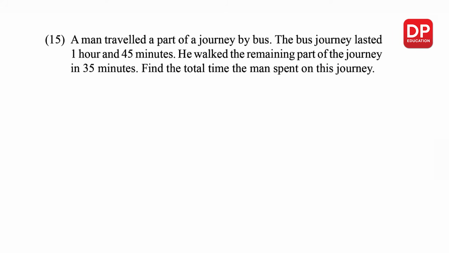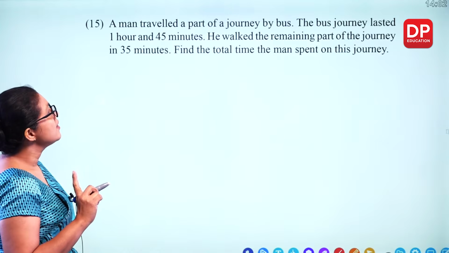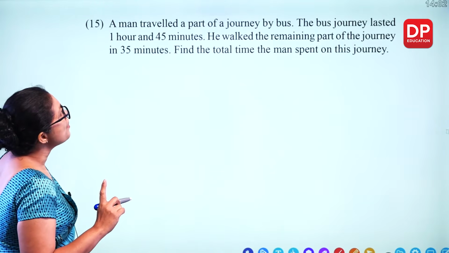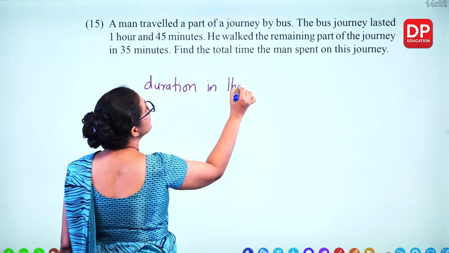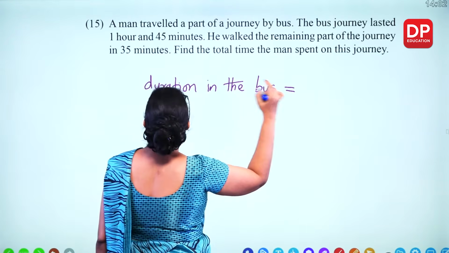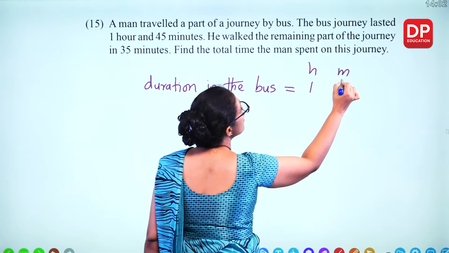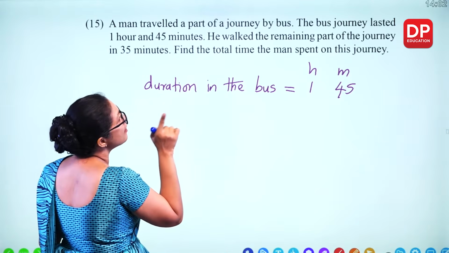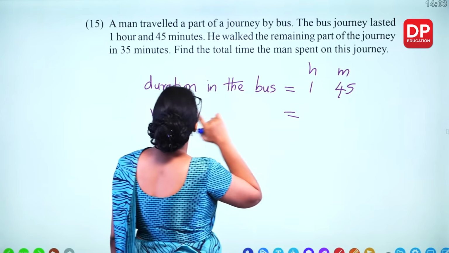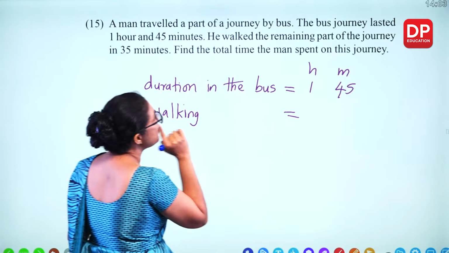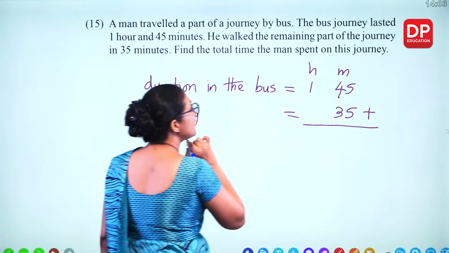Question number 15. A man travelled a part of a journey by bus. The bus journey lasted 1 hour and 45 minutes. He walked the remaining part of the journey in 35 minutes. Find the total time the man spent on this journey. So what's the duration in the bus? Duration in the bus. What's the value? 1 hour 45 minutes. And walking time. He walked how many minutes? 35 minutes.